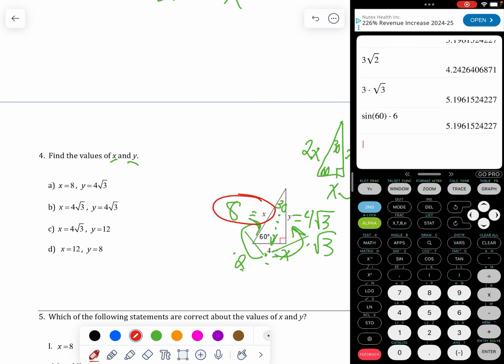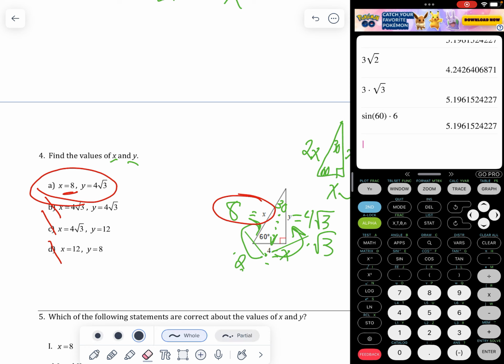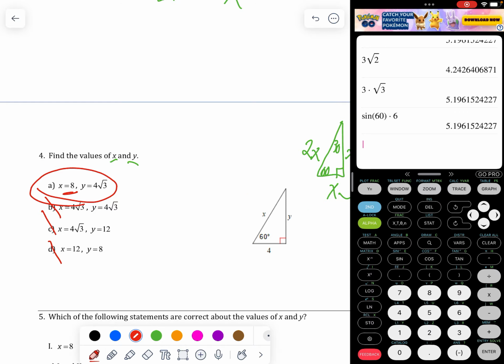X is 8. The only one that matches that would be A. So really all you had to find was your x value. They didn't really care about y because that x was the only one that matched correctly. Okay, again, using trigonometry super quickly because we already have the answer. It doesn't matter what you have or where you start.